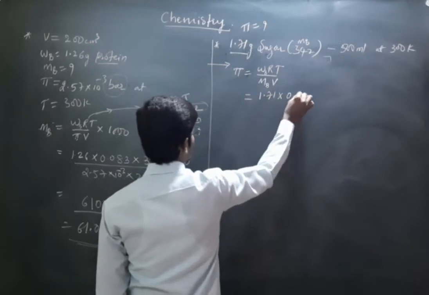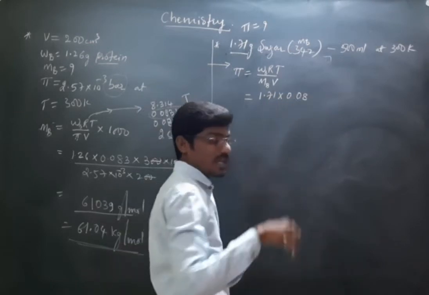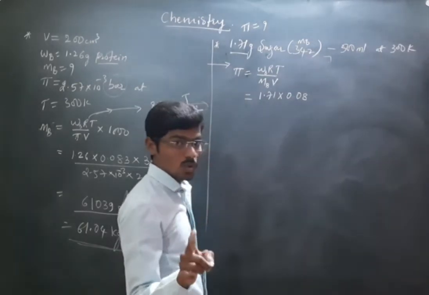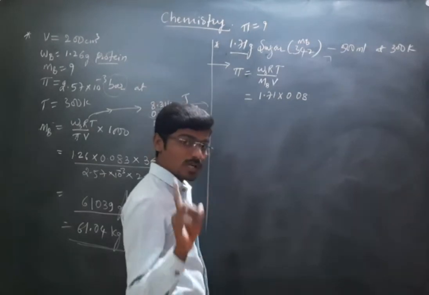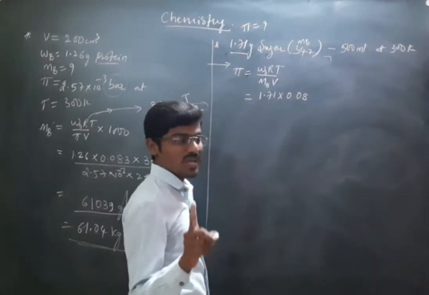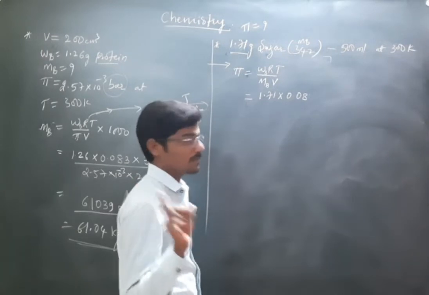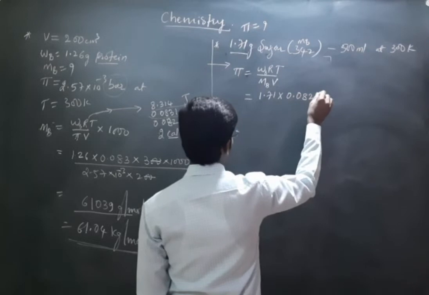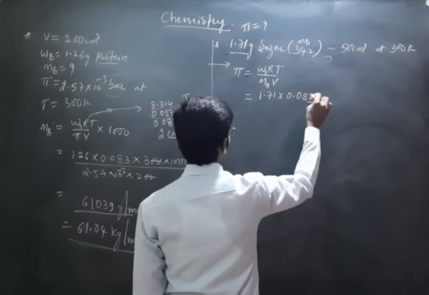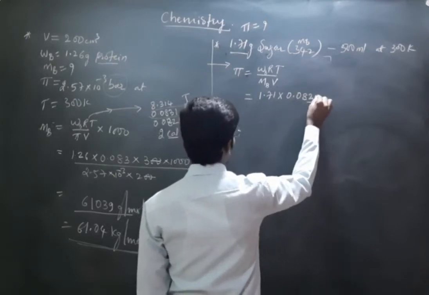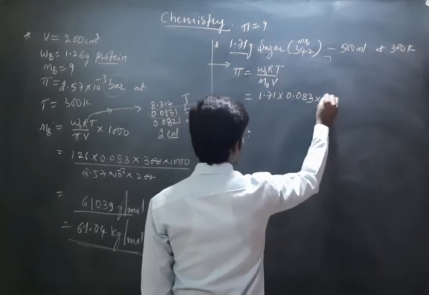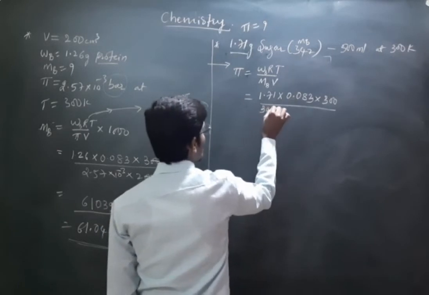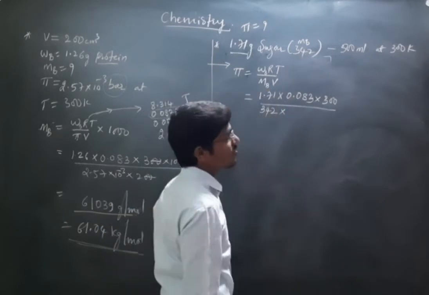1.71, R value 0.083. If you are using 83, the unit is bar. If you are using 82, the unit is atmosphere. If 8.314, the unit is joules. If the R value is 2, the unit is calorie. So let us use 0.082 atmosphere, standard unit, or we can use bar, standard unit of pressure, 0.083 into temperature 300. Molar mass is given 342 and volume is 500 ml.